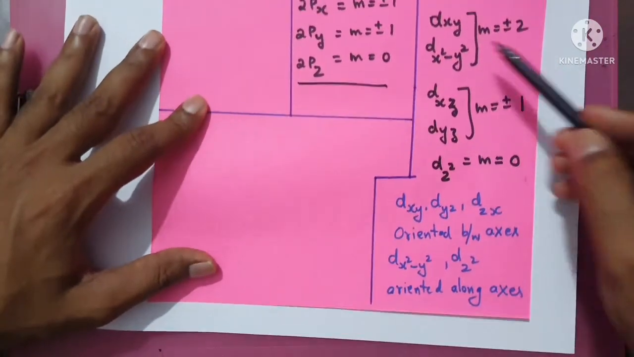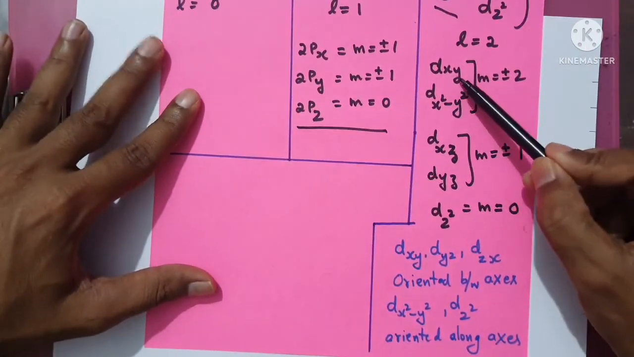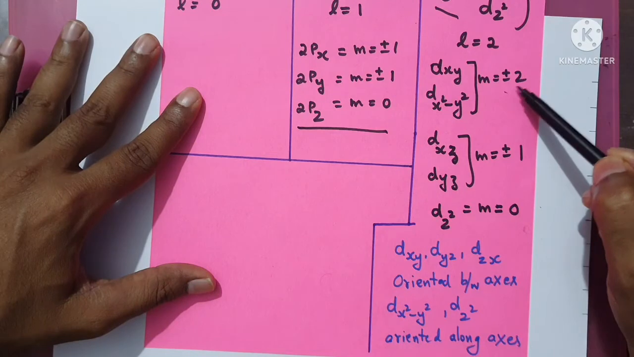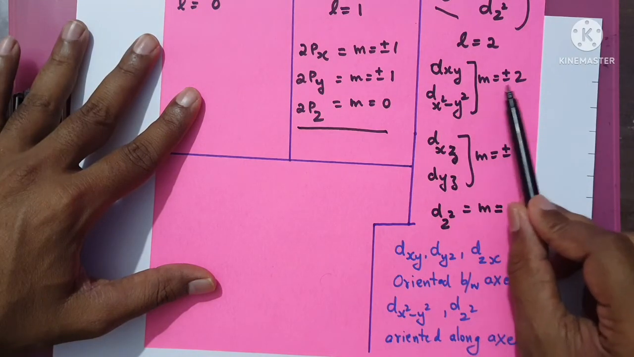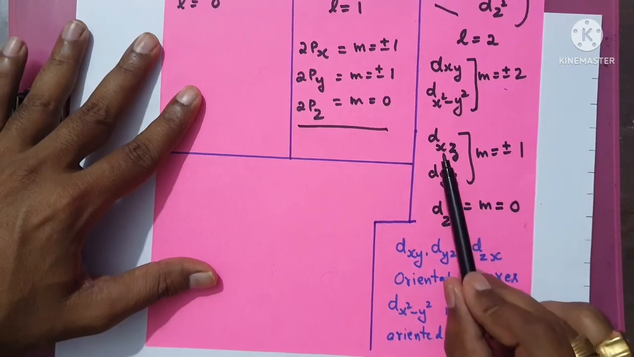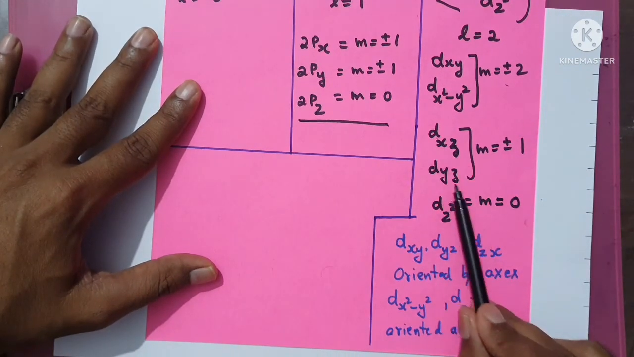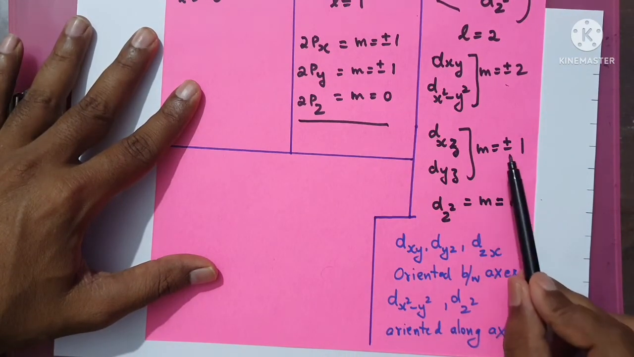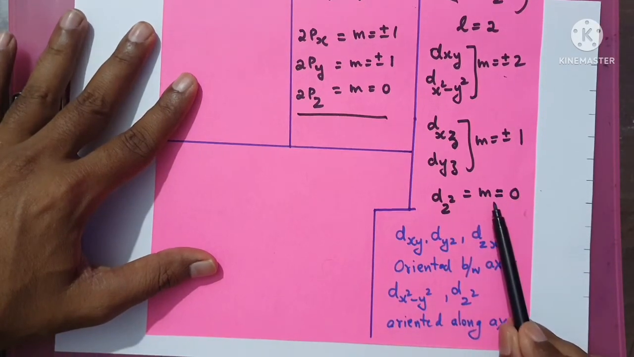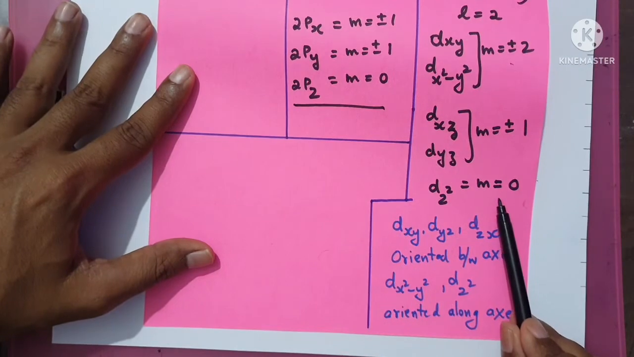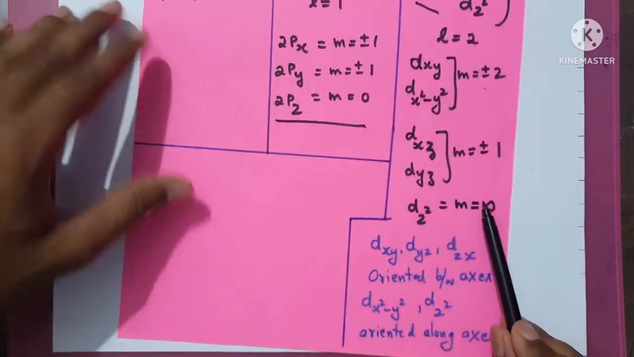Then again, you can observe here, the M value for dxy is plus or minus 2. Even for dx square minus y square, the M value is plus or minus 2. Whereas in case of dxz, dyz, you can observe the M value will be plus or minus 1. Whereas for dz square, you can observe the value of M is 0. The value of M is 0, children.